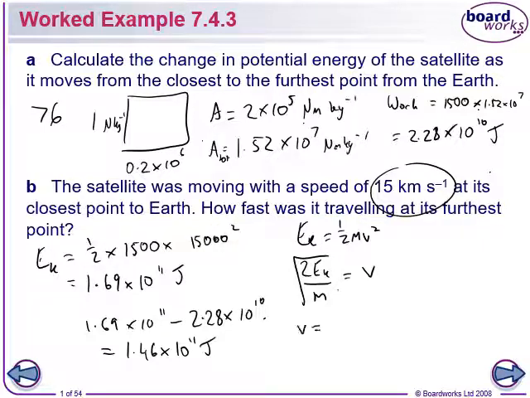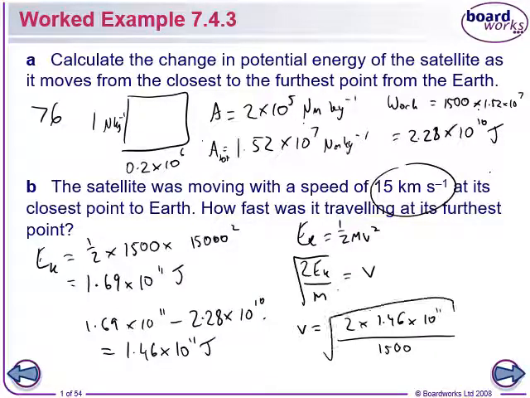So our velocity is going to be equal to 2 times 1.46 times 10 to the 11 over 1500, all of that square root. And what we are hoping for is to get something less than 15 kilometers per second. 13.94. Good enough for me. So if that's 15 kilometers per second, yeah, I'll say 13.9 kilometers per second. And that makes sense.